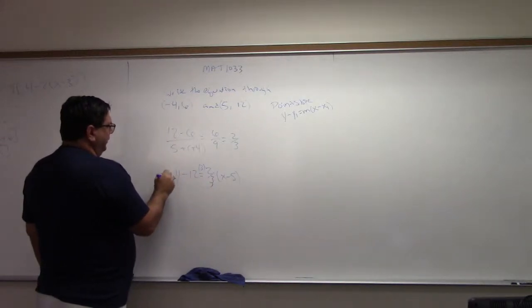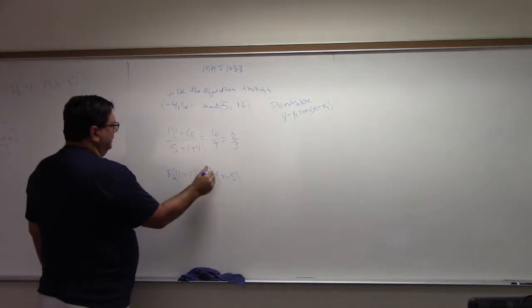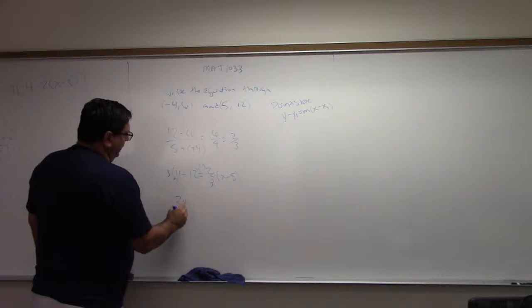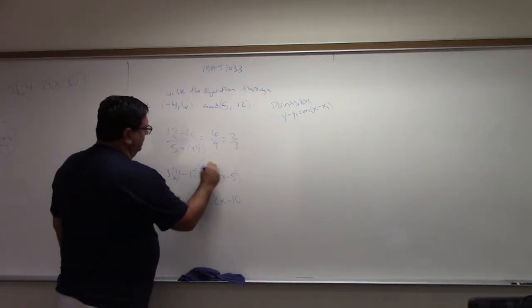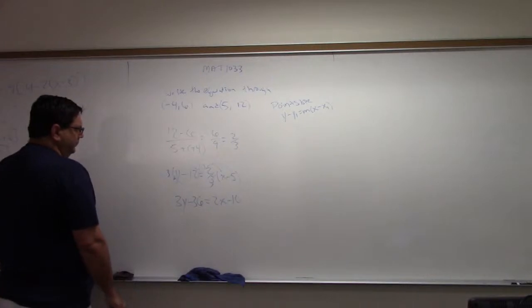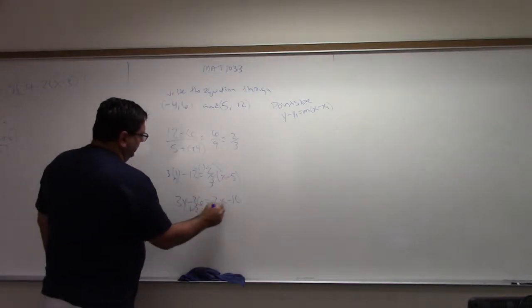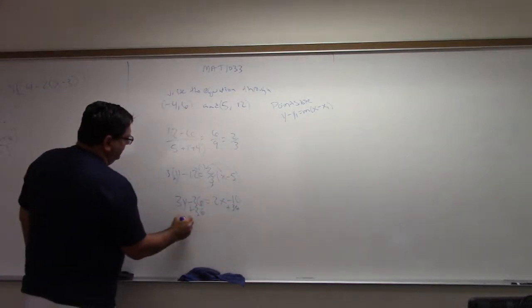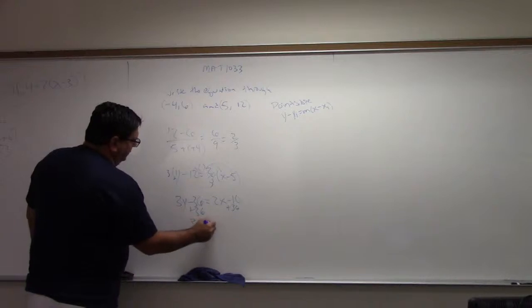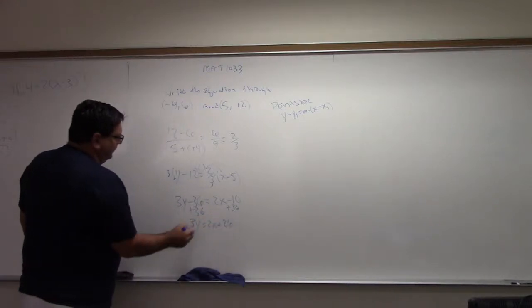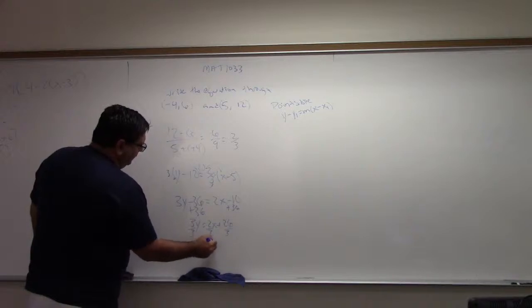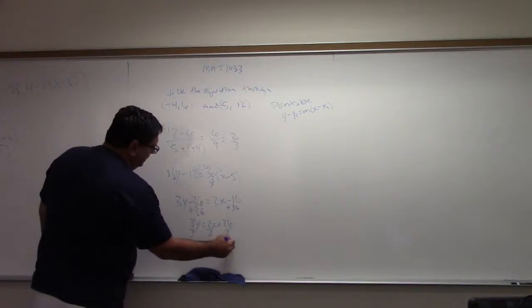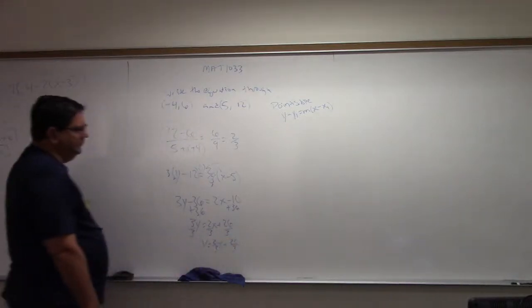We're going to multiply by 3, bring it over here. 3y minus 36 equals 2x minus 10. Add 36, add 36. 3y equals 2x plus 26. Divide by 3, divide by 3, divide by 3. Y equals 2/3 x plus 26/3.